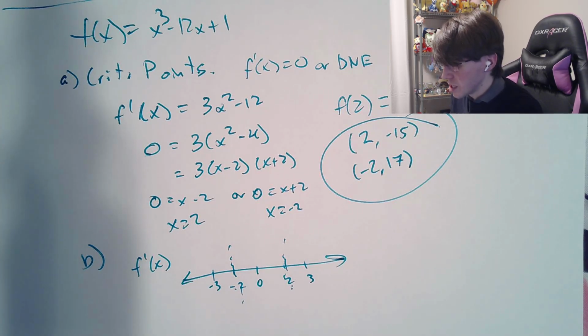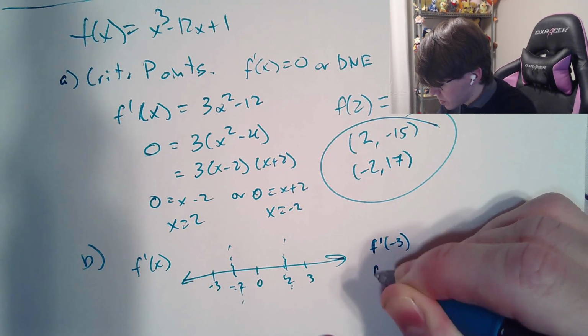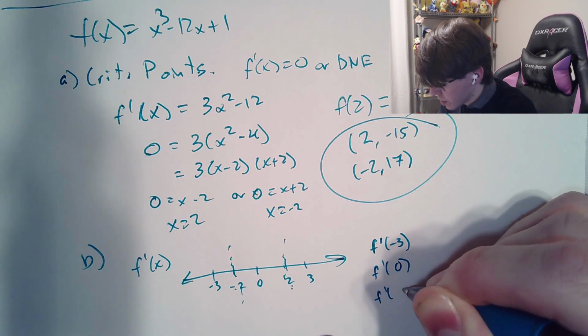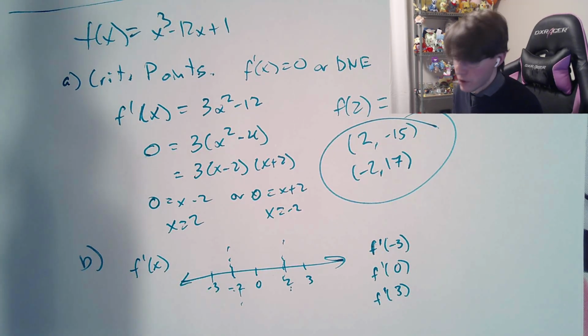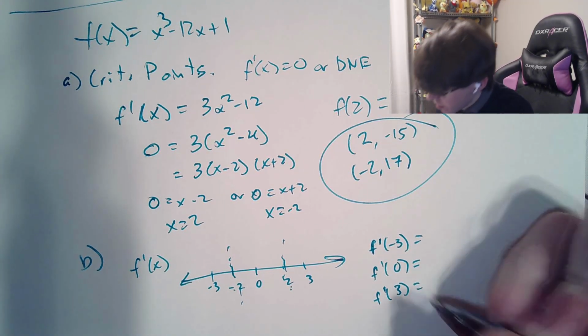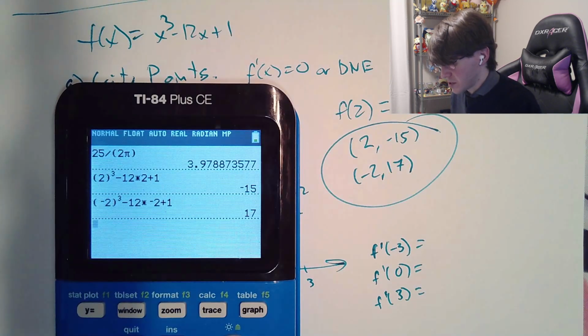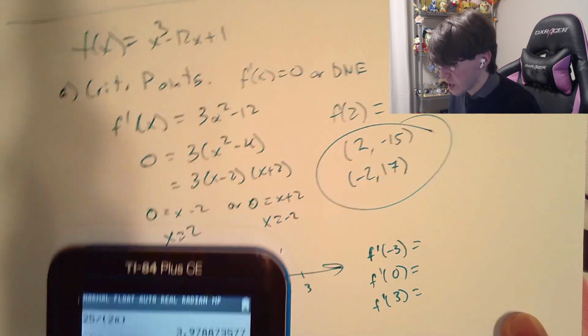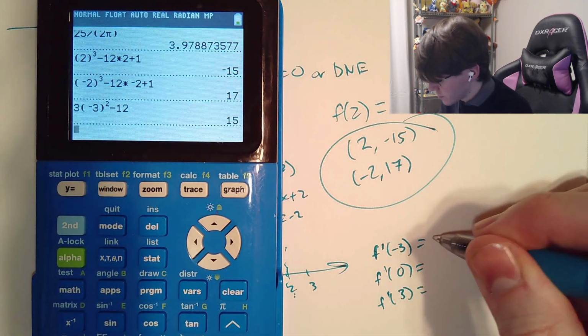Then you plug these numbers into the derivative. So we're looking at our derivative at negative 3, at 0, and at 3. Again, these numbers were arbitrary. You could have picked a 1 or a half or whatever, any number in those sections. We only care if it is a negative number or a positive number. So if I plug 3 multiplied by negative 3 squared minus 12 directly into the derivative I calculated earlier, it's going to tell me it's 15.